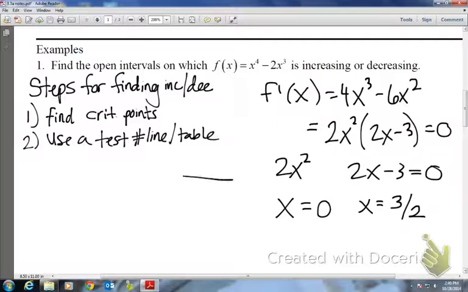The next piece is to create a number line, a test number line, or a table. And I like to actually combine them into one. So I like to look at my number line here. So this is the point 0. And I like to put it above the number line.